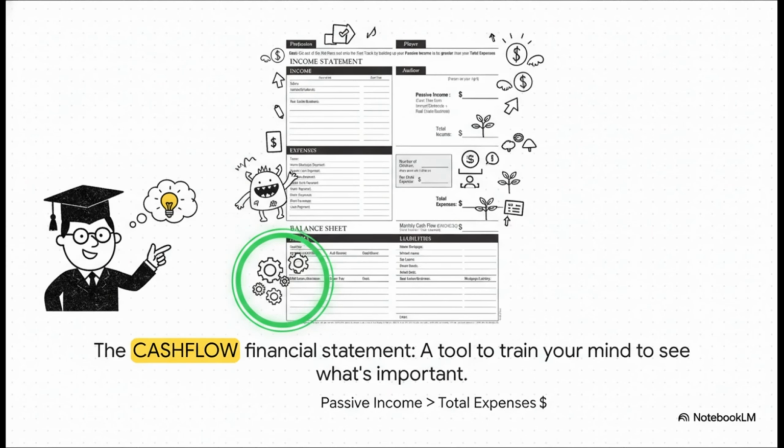So how do you actually do this? Well, Rich Dad used a simple financial statement, just like this one, as his main teaching tool. It's designed to literally train your brain to see what he saw as important. The entire game is built around one single goal, which you can see right at the top. Get your passive income to be greater than your total expenses. And the only way to do that is to relentlessly focus on building up that asset column.